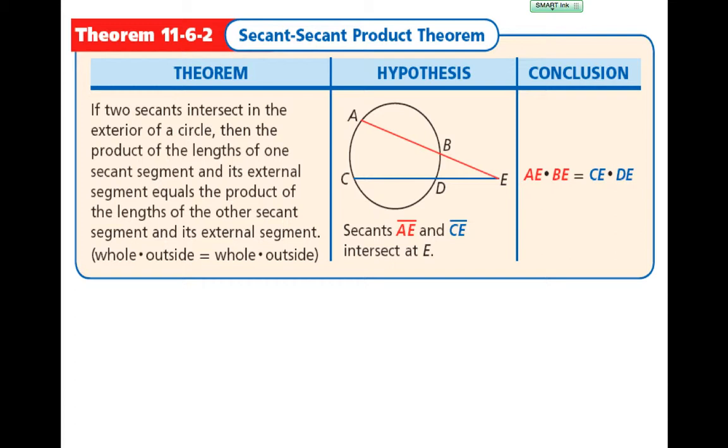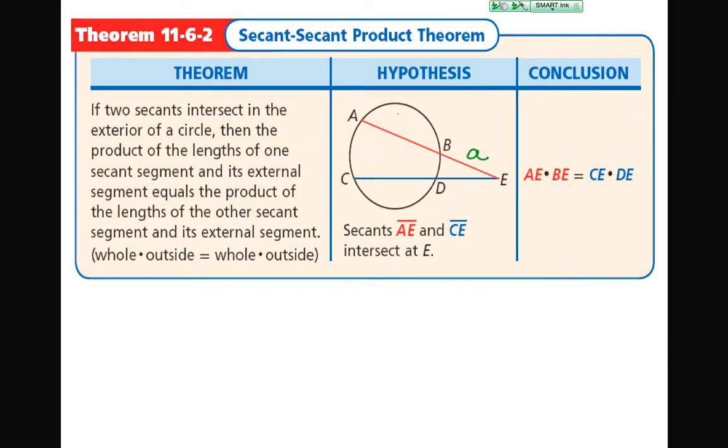Now to match up with the wall, the second one down over there, A and A plus B, that would have to be set up with A on the outside, B as the in-between part, C on the outside, and D as the in-between part. So on the wall, we take the external part times the whole secant segment. That product will equal, on the other one, the external part times the whole secant segment. So that's what goes with the second line on the wall.